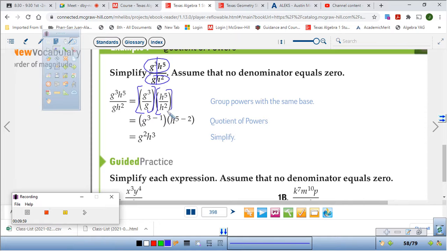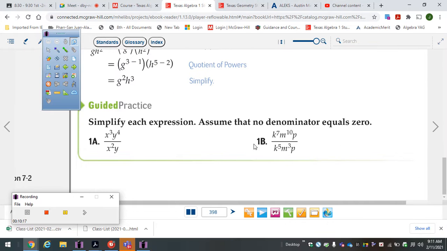The h is 3 minus 1, h 5 minus 2. This one, 3 minus 1 gives you 2. This one, 5 minus 2 gives you 3. Put them back together. That's it. Going once, going twice. You okay with that one? Not too bad, right?